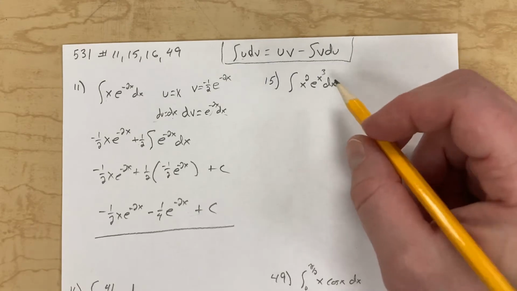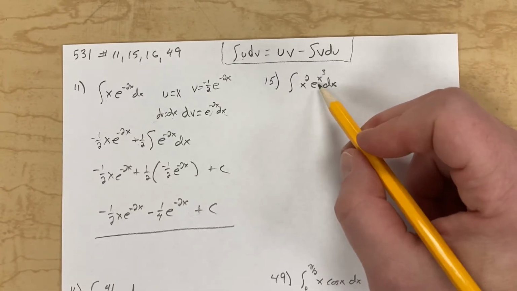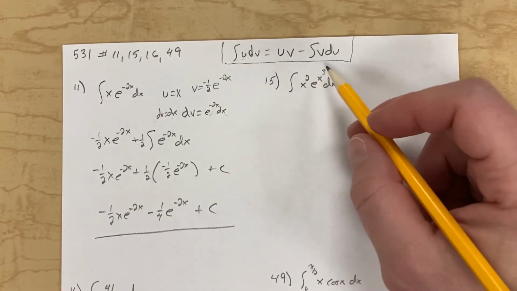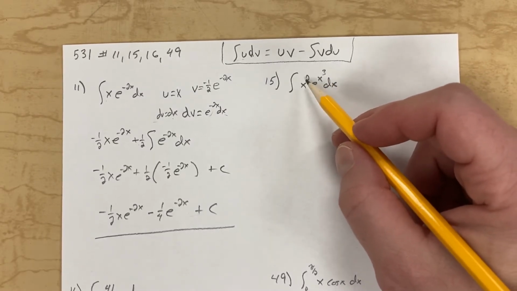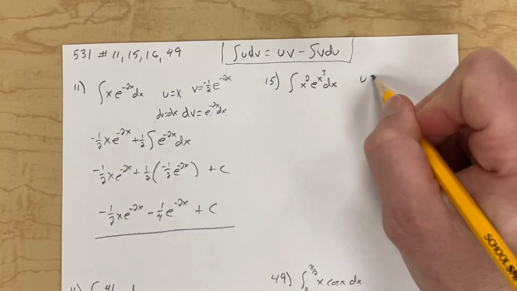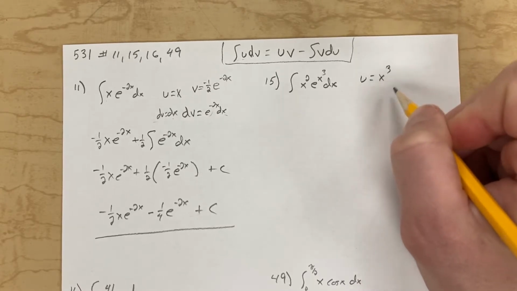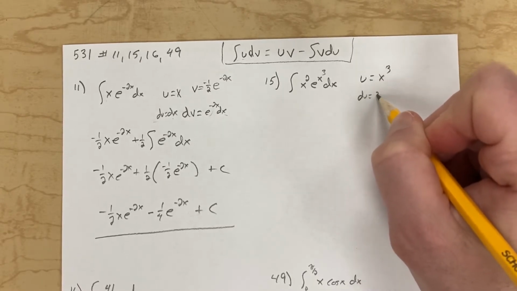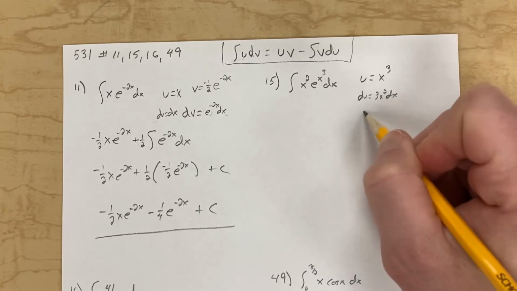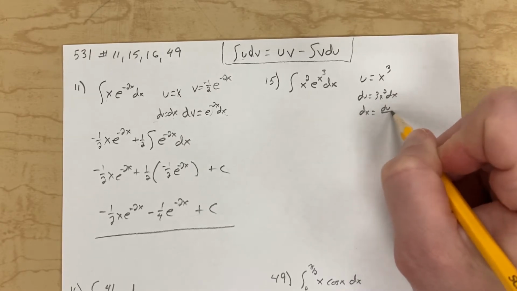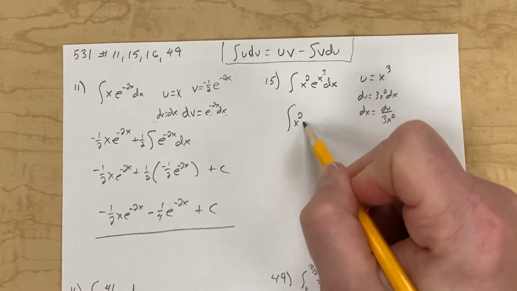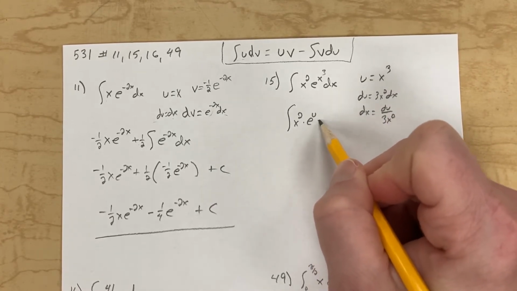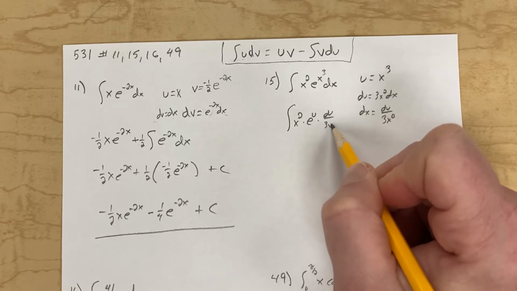15 I threw in here on purpose. This is one where we actually don't need to do by parts because the derivative of x cubed is 3x squared and we have that x squared piece right there. So this is just a regular u sub. U is x cubed, du is going to be 3x squared dx, which means dx will be du over 3x squared.